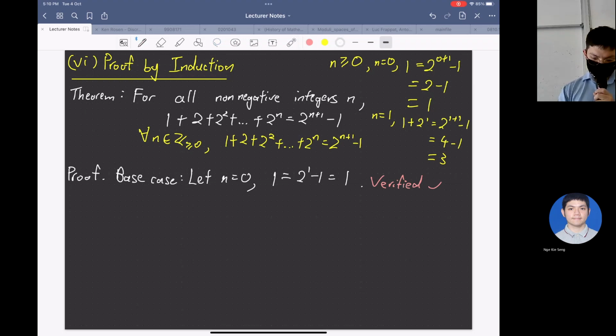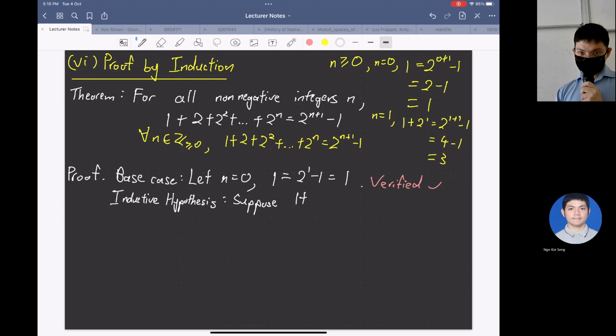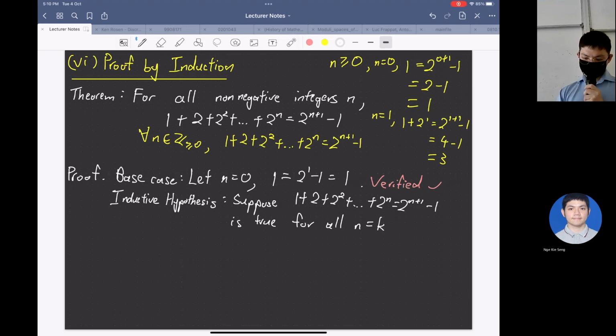So next one is the inductive hypothesis. In the inductive hypothesis, you assume this formula is true for some value n. Okay, suppose it's true for n equals to k. Not for all, for n equals to k.